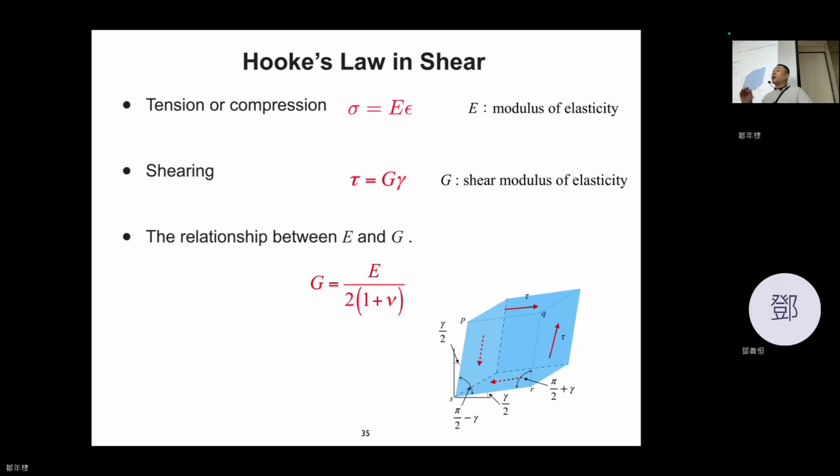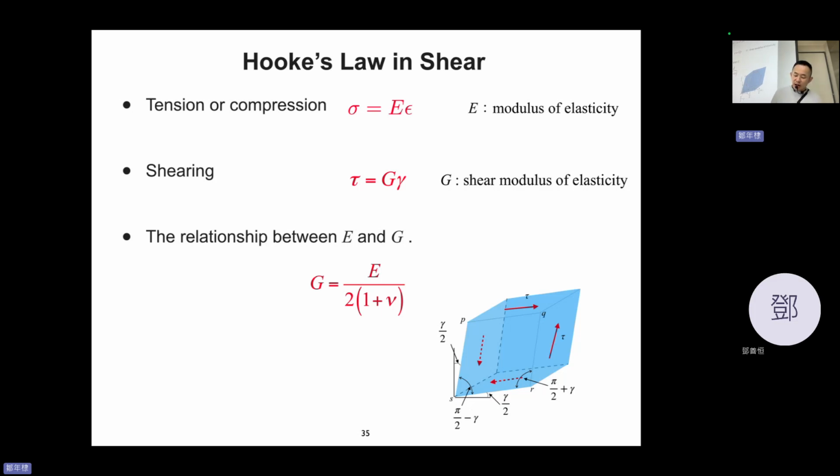Interesting. Again, I'm not going to explain this in detail. I will explain this in the future, maybe in the next 2 weeks. So just know that E and G are correlated. They have a relationship with each other, connected by the Poisson ratio. I will tell you later.